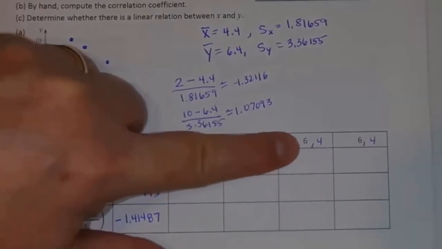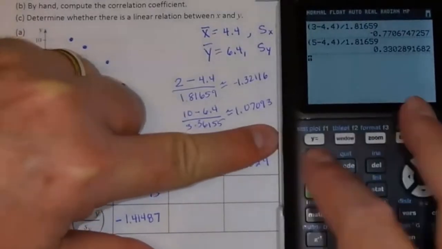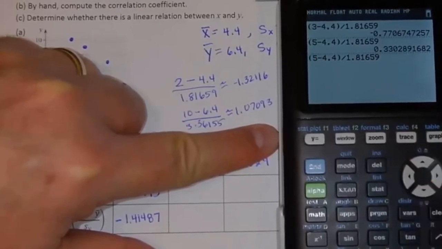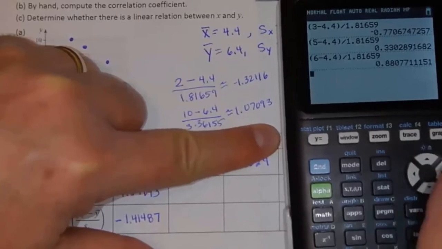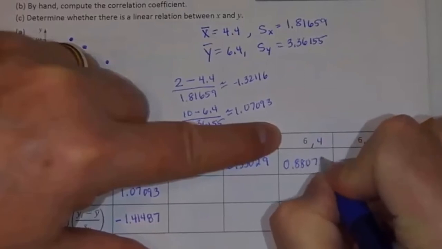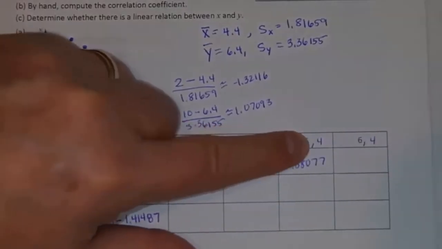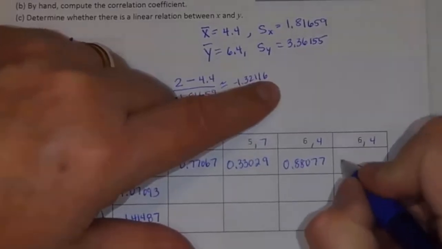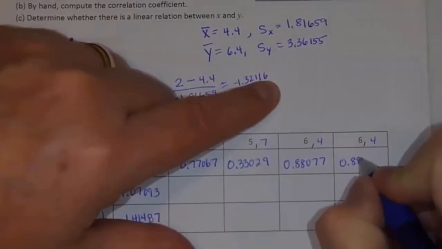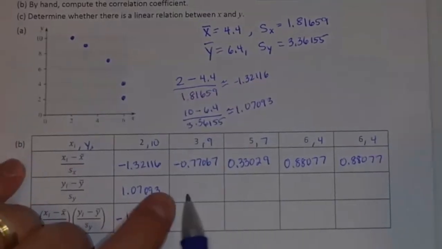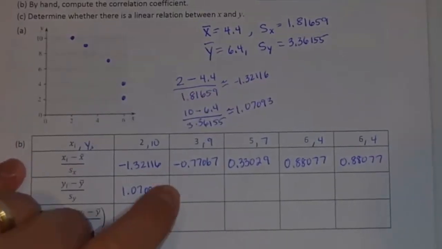My next x coordinate is 6. So again, I'm going to hit second and enter to pull that back up. And I'm going to change the 5 to 6. And so 0.88077. Okay. And then my x coordinate here is 6 again, so I'm going to have the same z-score, 0.88077. Now I'm going to do the other 4 y z-scores.